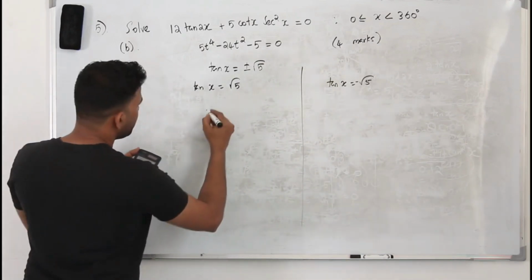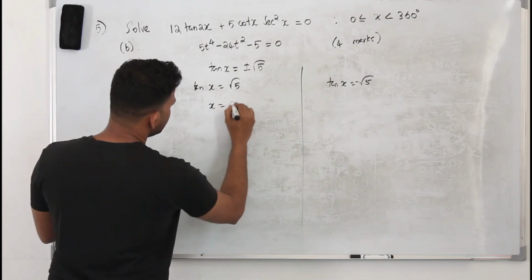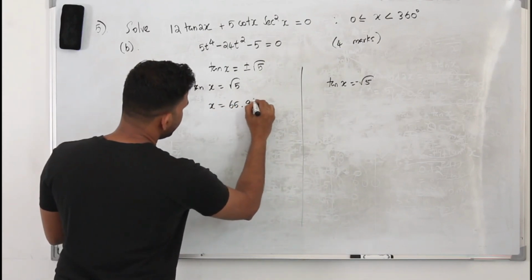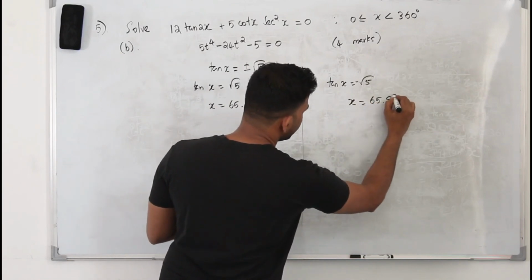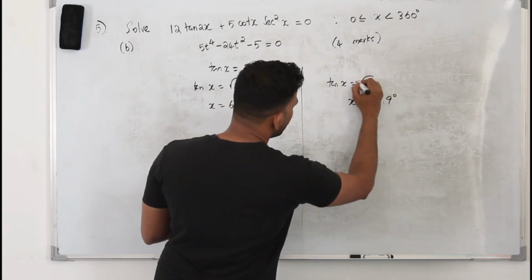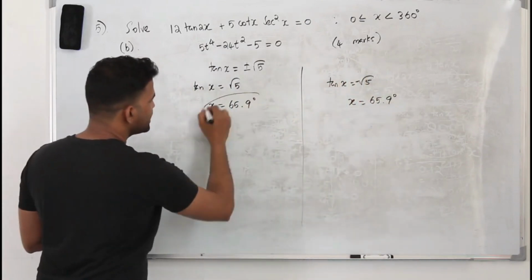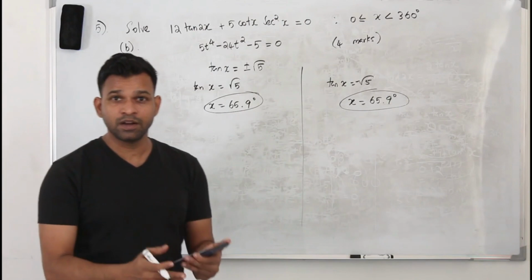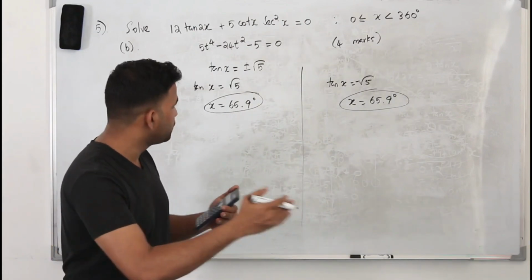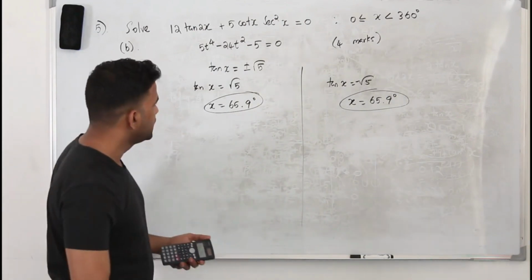We got 65.905. X is 65.9 degrees. Do not worry about the negative sign first. This is just a principal value. It's not the solution. It is just a principal value which will be used to find the actual solution.